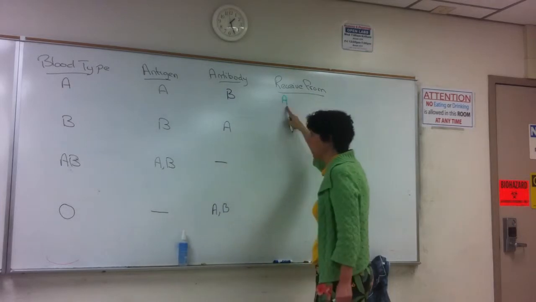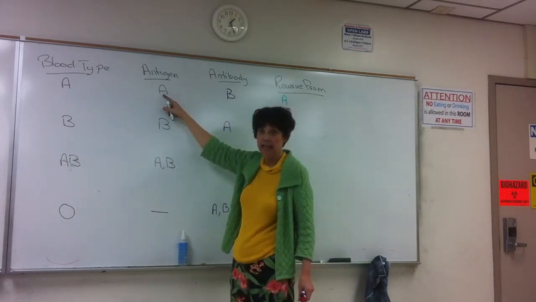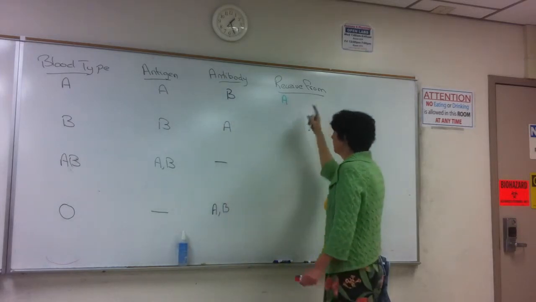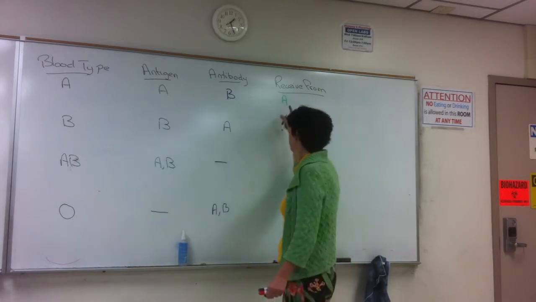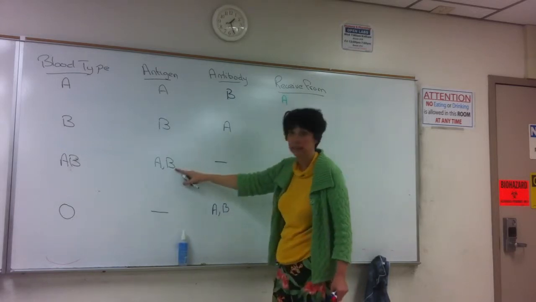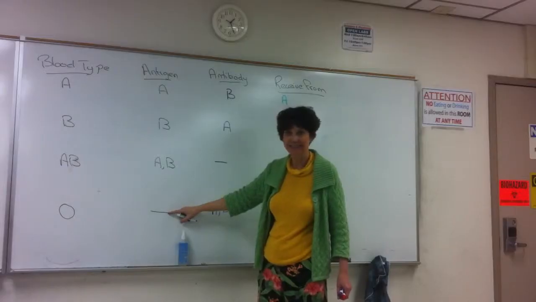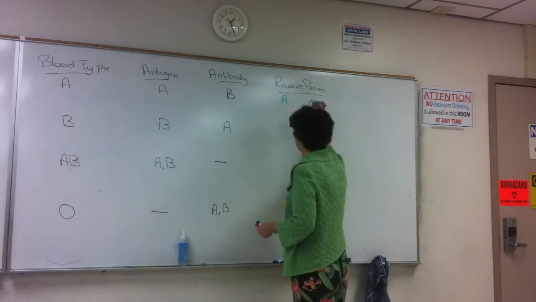So blood type A does not have any antibodies against A. It has only antibodies against B. Blood type A has antibodies against B. That doesn't work. Blood type A has antibodies against B. That doesn't work. Blood type A has antibodies against B. There is no B. That's why O works. Okay? So I can receive from blood type O.